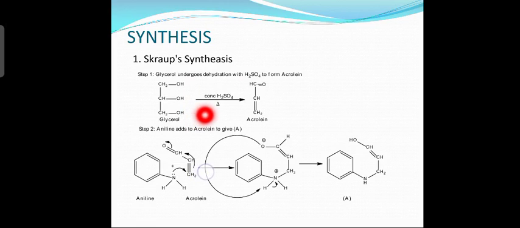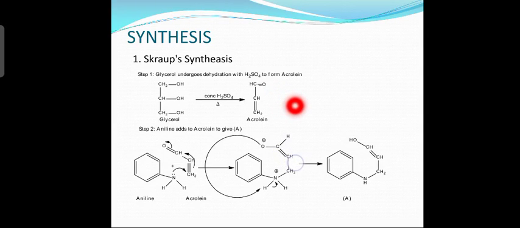This is glycerol. Glycerol, when it is heated with sulfuric acid, dehydration takes place to give acrolein. So this is the molecular formula of acrolein. It has got a double bond and then it has got an aldehyde group, CHO group. Now what is the second step?